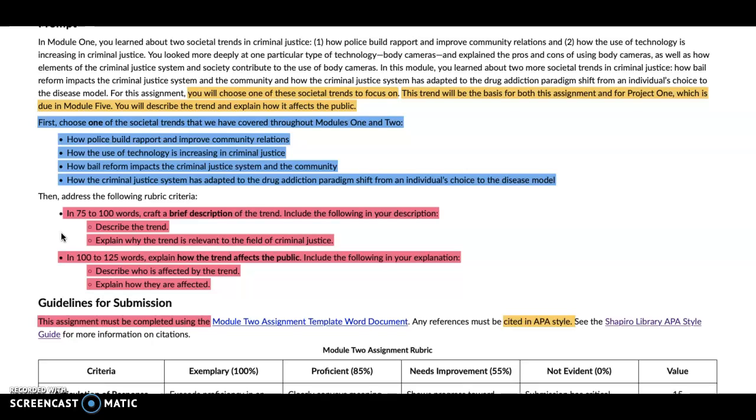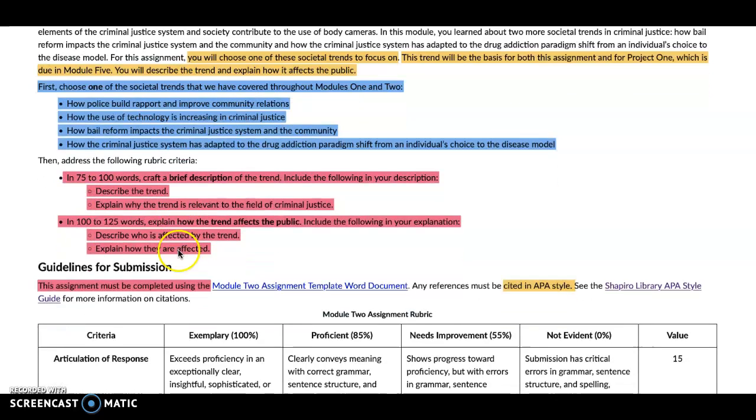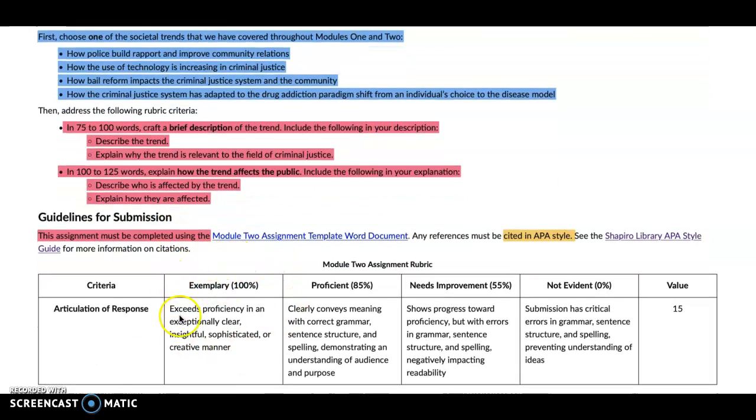So you need to demonstrate some level of research in your description and your explanations for this assignment in order to earn the exemplary rating, which I will discuss here in just a little bit.